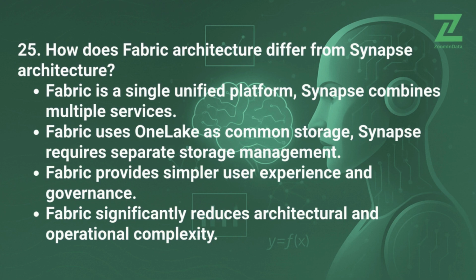25. How does Fabric architecture differ from Synapse architecture? Fabric is a single unified platform. Synapse combines multiple services. Fabric uses OneLake as common storage, while Synapse requires separate storage management. Fabric provides simpler user experience and governance. Fabric significantly reduces architectural and operational complexity.